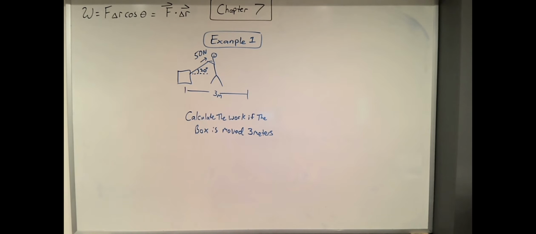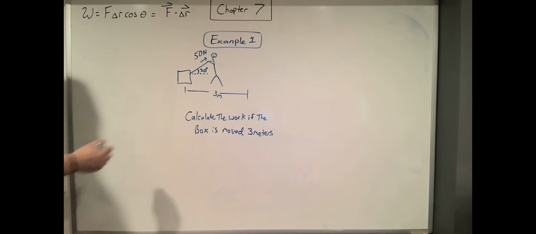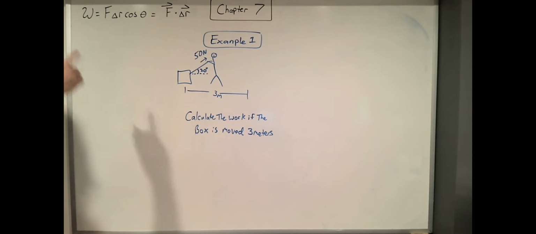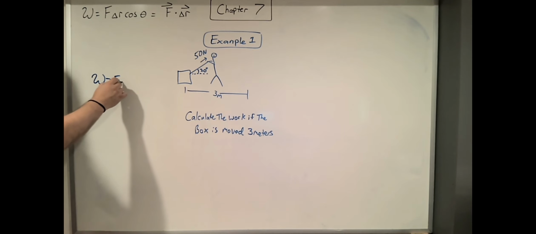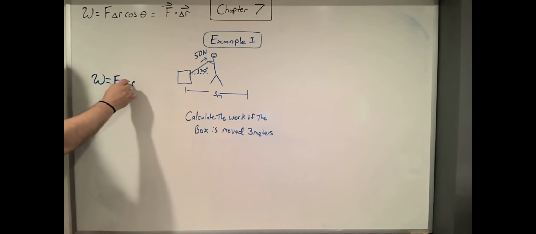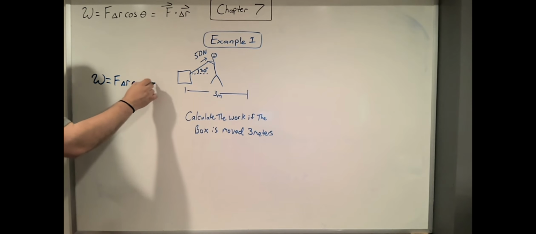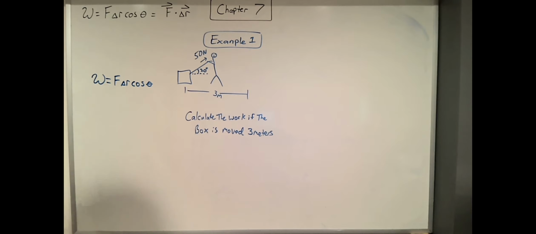Okay, so for this one, it's nice and simple. It's the first one that we have there. We know that we need a work equation. We have a work equation up here. We know that work is equal to the force times change in r times cos theta. Now, it wasn't given in vector form. It was given as magnitudes. 50 newtons was the magnitude. 3 meters was the magnitude. And it gave an angle for us.